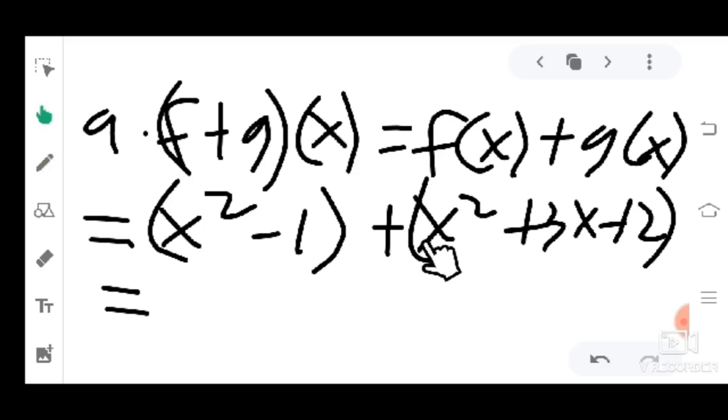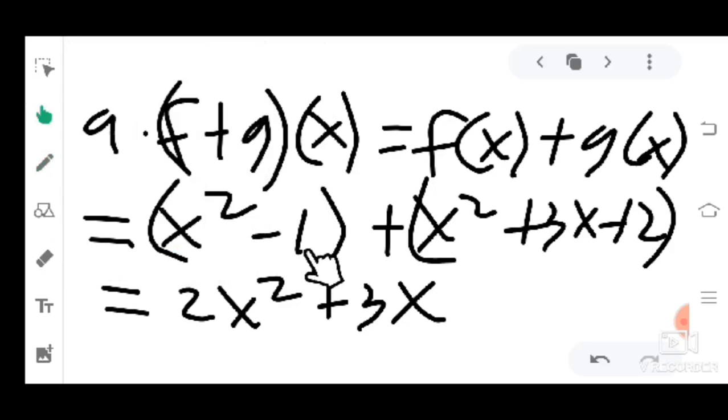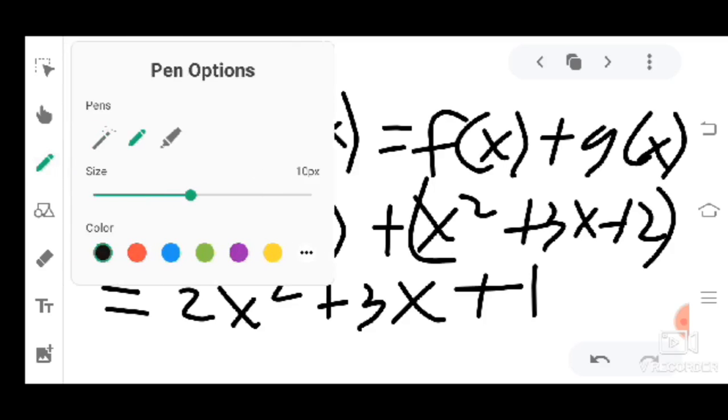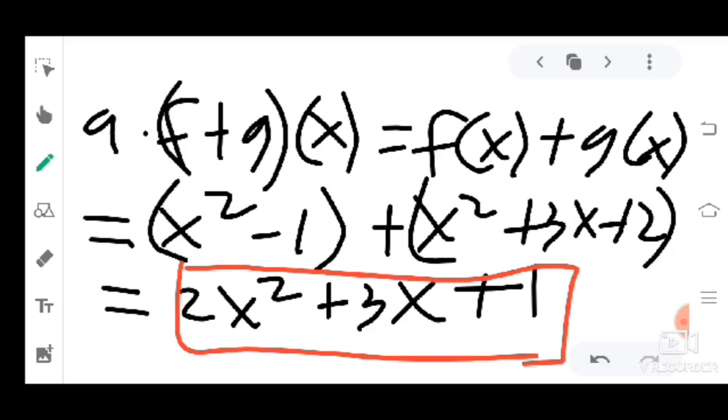So x squared plus x squared is 2x squared. Then 3x, while for the constants we have negative 1 plus 2, which is positive 1. It means the answer for letter A is 2x squared plus 3x plus 1.